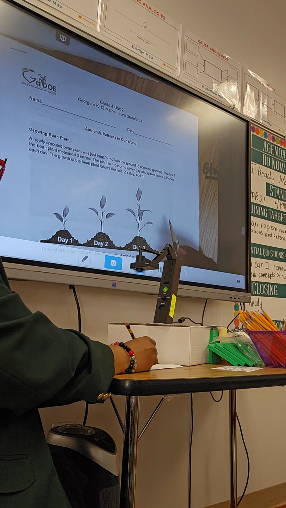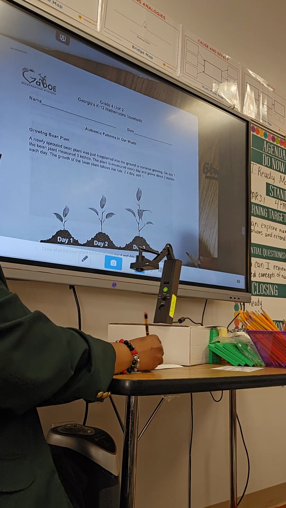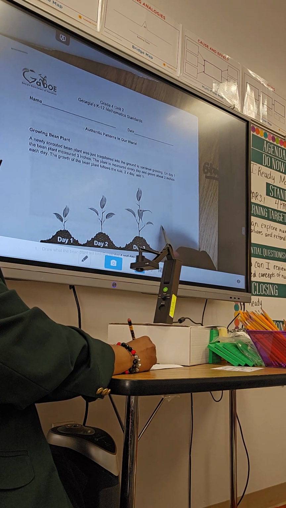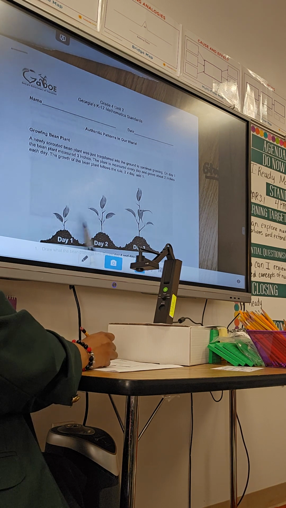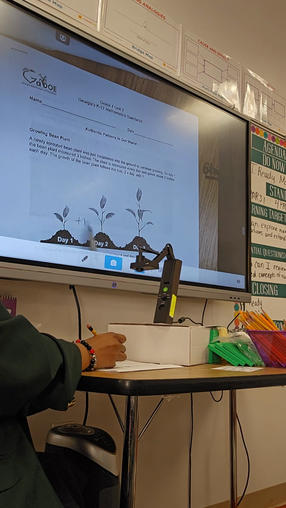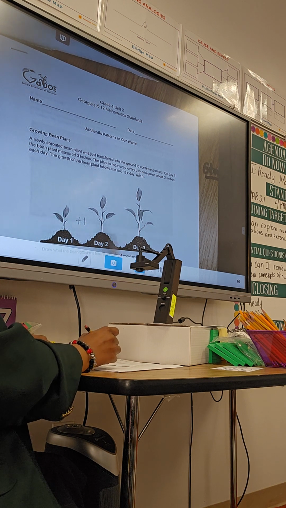McKinley? It's growing by 1. By 1? No, it's growing by 2. So let's look at it. From day 1 to day 2, it increased by 1, because there's 2, and then there's 3. So it increased by 1.